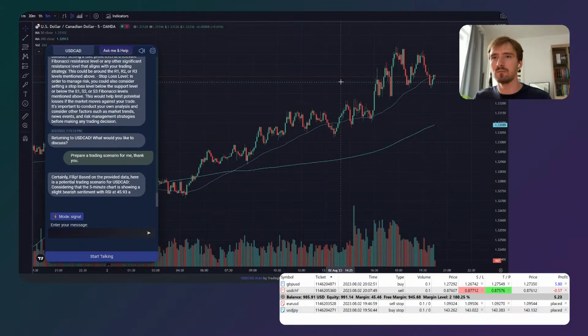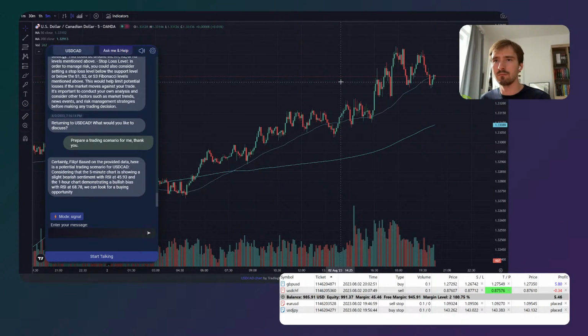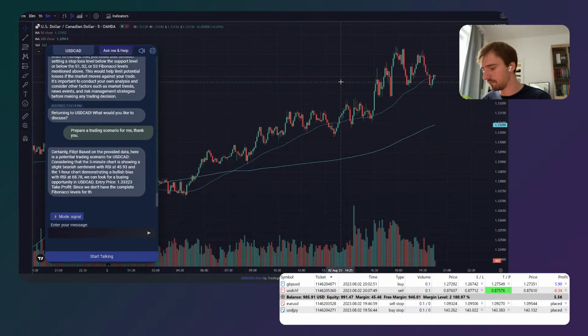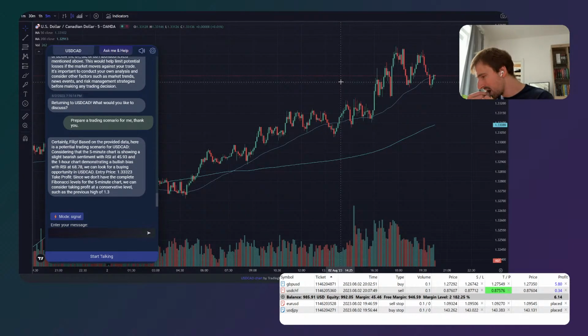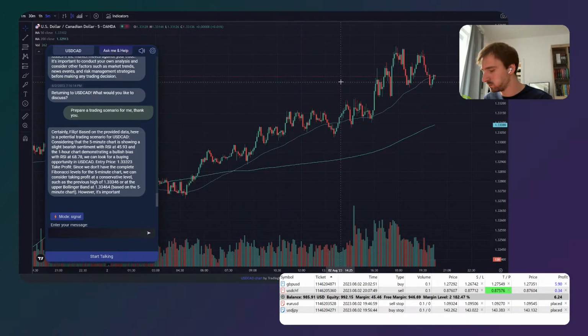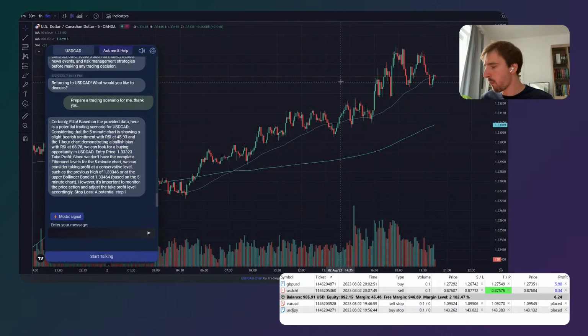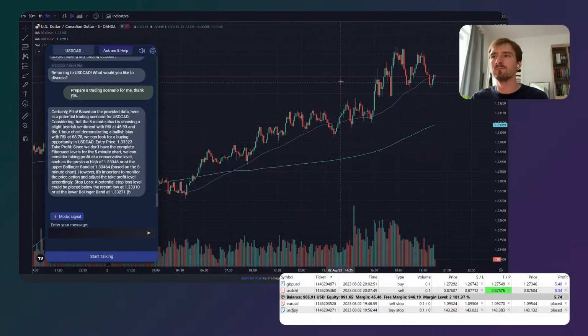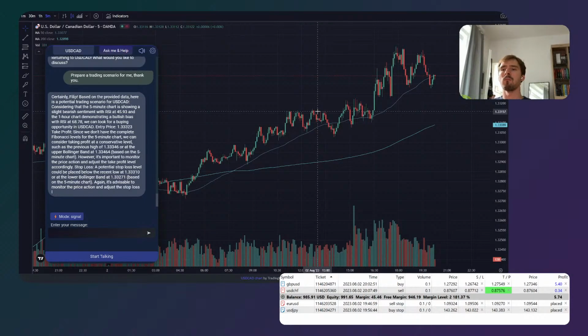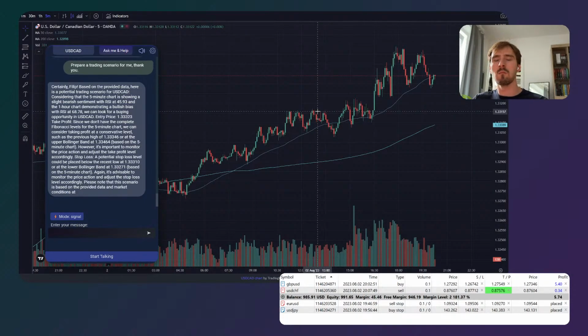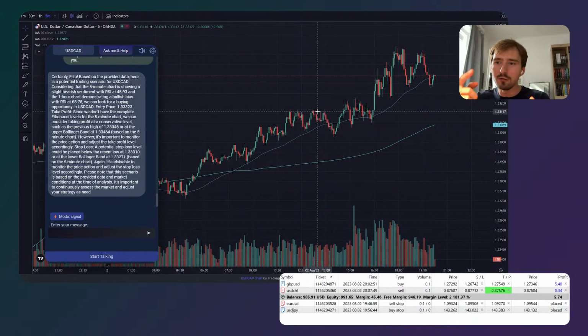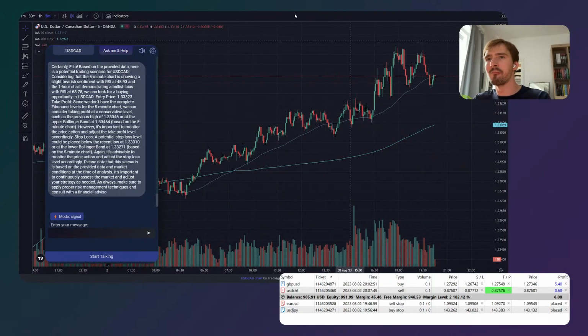Certainly, Philip. Based on the provided data, here is a potential trading scenario for USD/CAD. Considering that the 5-minute chart is showing a slight bearish sentiment with RSI at 45.93 and the 1-hour chart demonstrating a bullish bias with RSI at 68.78, we can look for a buying opportunity in USD/CAD. Let's go. Entry price, 1.33323.